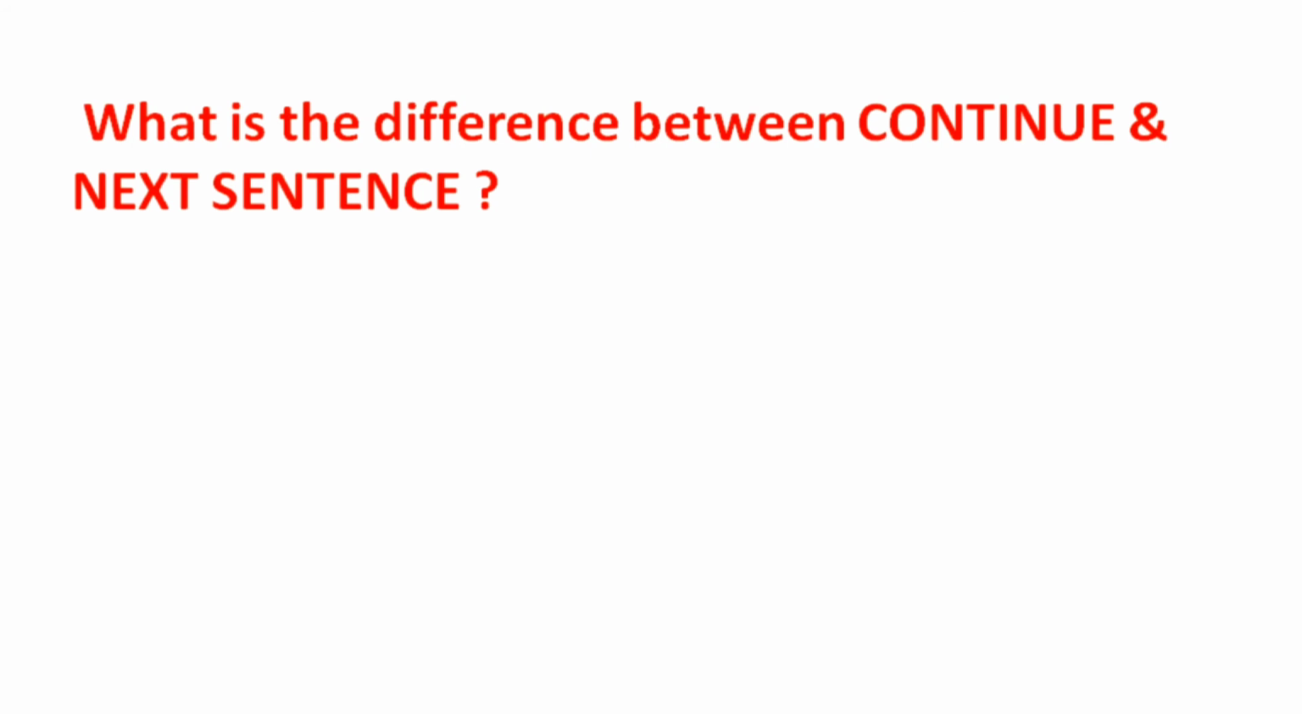What is the difference between CONTINUE and NEXT SENTENCE? The name itself suggests that if we give CONTINUE anywhere, whatever the process is, that particular process will continue. Whereas NEXT SENTENCE will take the control to the first period, or we can say the first scope terminator. Wherever it finds the first period, it will take your control to the statement next to that.